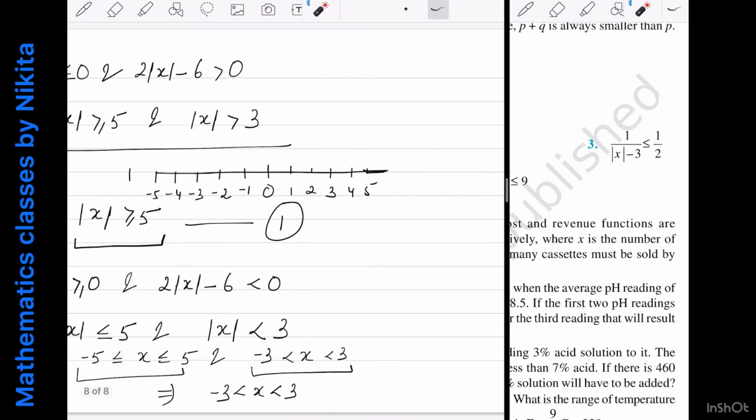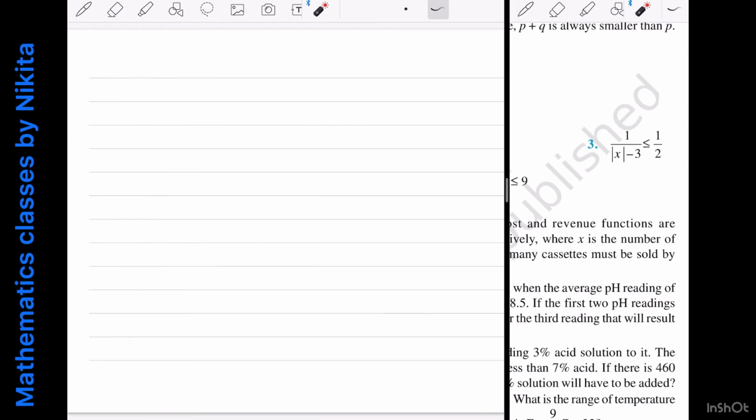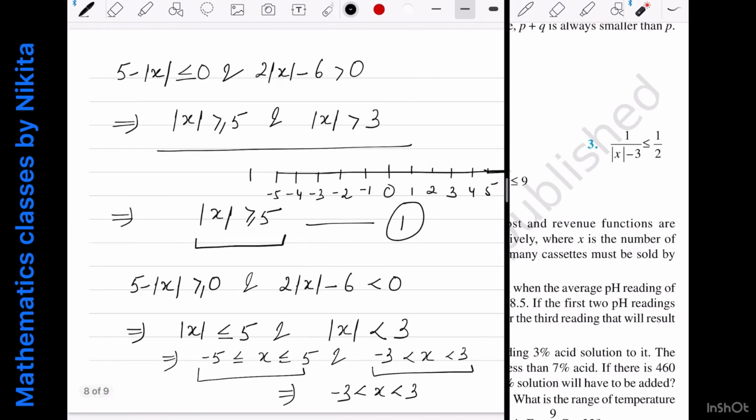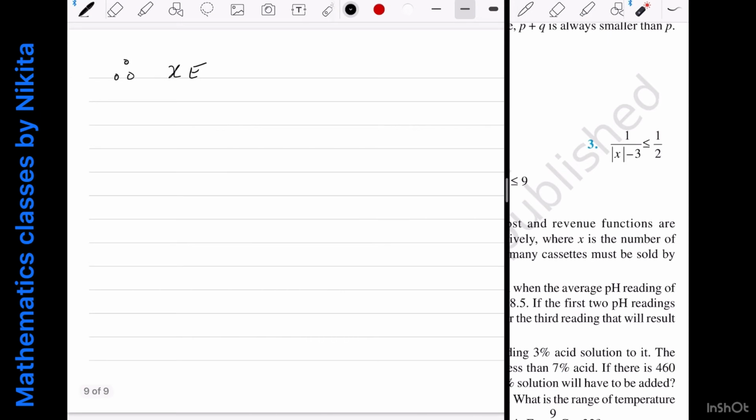So therefore how will you write the solution set? We'll say therefore x belongs to, so we have mod of x greater or equal to 5 and mod of x less than 3.